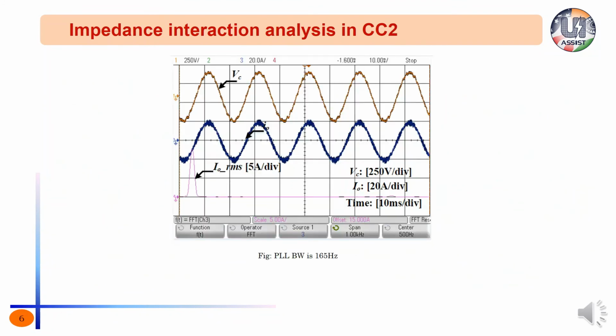For CC2, as we have seen in frequency domain analysis, the system is stable even at 165 Hz PLL bandwidth. This is because of the insignificant negative damping offered by the PLL in CC2.